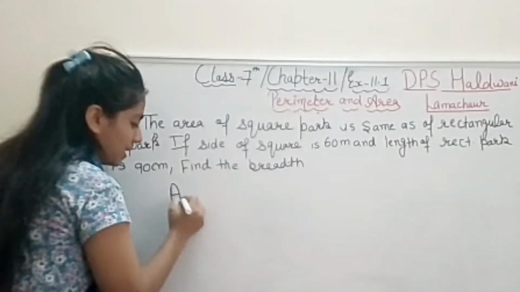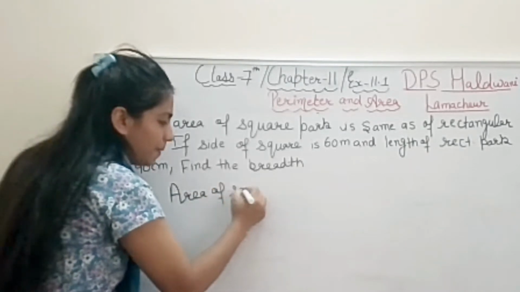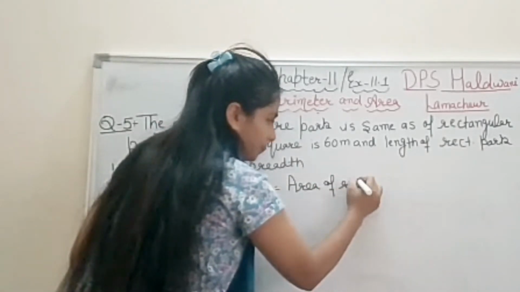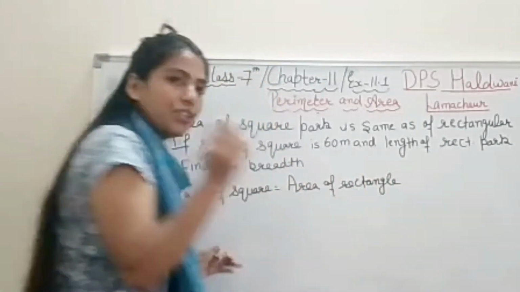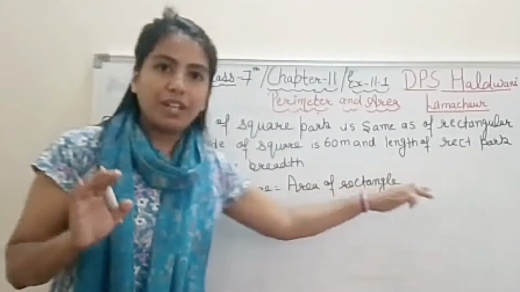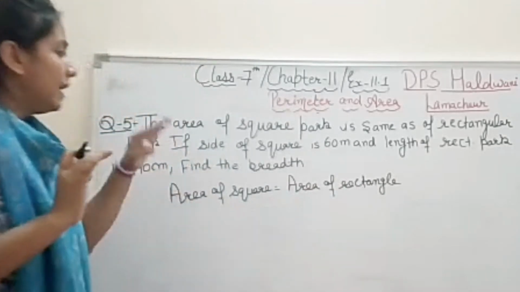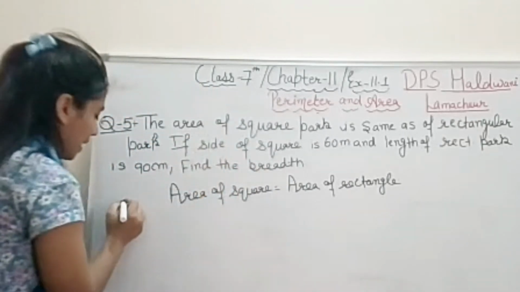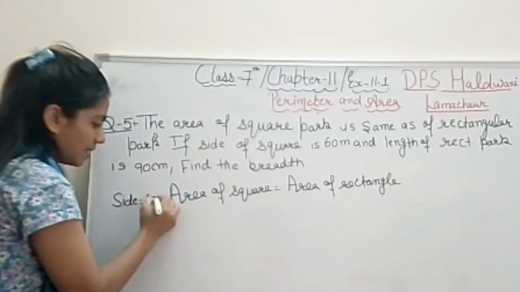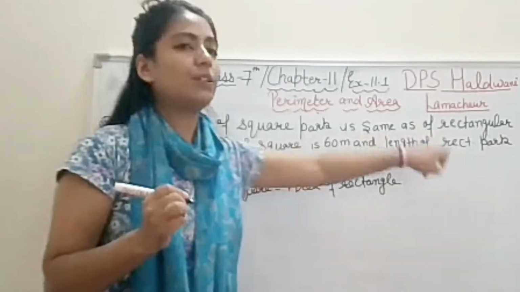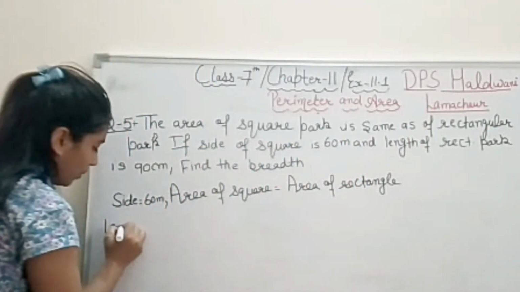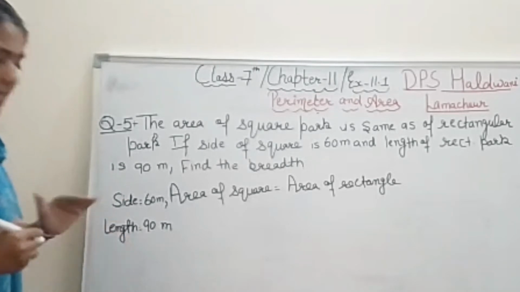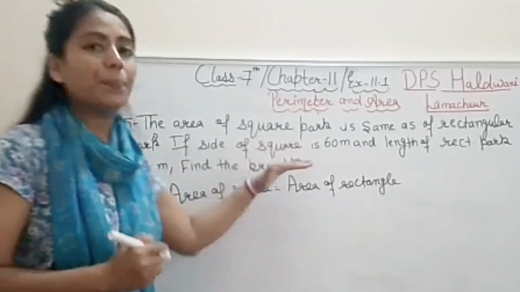It means what is given to you? Area of square is equal to area of rectangle. Now, it is the main statement: area of square park is equal to area of rectangular park. This is given to you. Next line is, if side of square is 60 meter, it means side of square is 60 meter, right? And length of rectangular park is, what student? 90 meter, right? Now one side and one length is given to you. Question is, find the breadth.